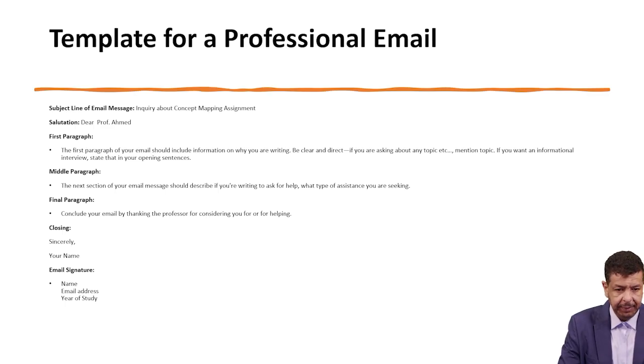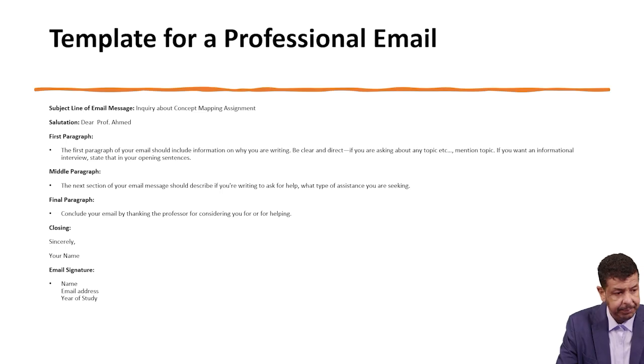subject heading. In the first paragraph of the email, we should include information on why you are writing this email. It should be clear and direct. Then the middle paragraph should describe what you are asking for, help or whatever. And in the final paragraph, you should conclude the email by thanking your professor. And you should add your email signature, which includes your email, year of study, and so on. This is a very important thing that should be considered.